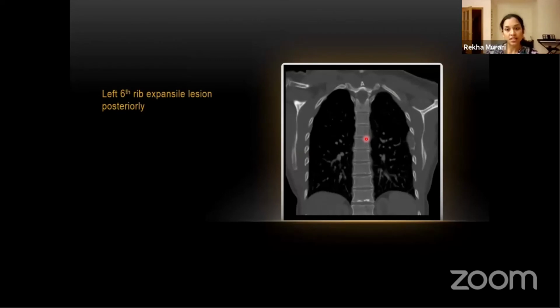So when we did the CT, this is what we found. Can everybody appreciate? So these are the ribs. And then suddenly there is an expansile destructive lesion with some soft tissue component and pleural thickening. So this is in keeping with metastasis.